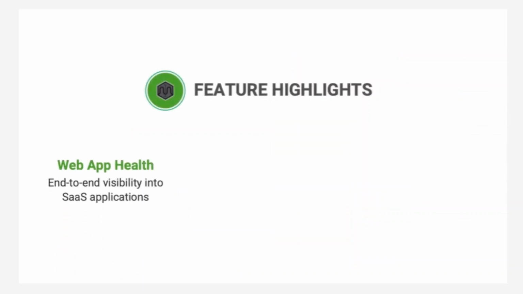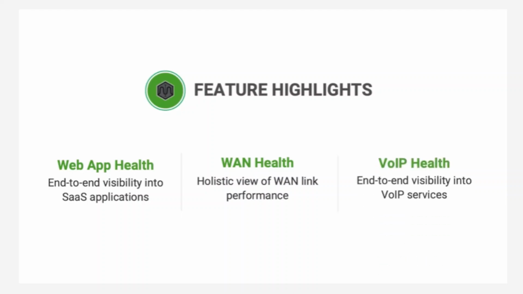Now, the web application health component is designed for SaaS applications. So Office 365, Google Drive, Salesforce.com, Box.com. It could even be your own application server as long as that traffic is passing through the MX appliance. And then WAN health is another component that provides your IT admins with a holistic view of WAN link performance for every MX uplink in the entire organization, all on one page. And then finally, VoIP health provides visibility into the performance of your VoIP services across the entire organization.